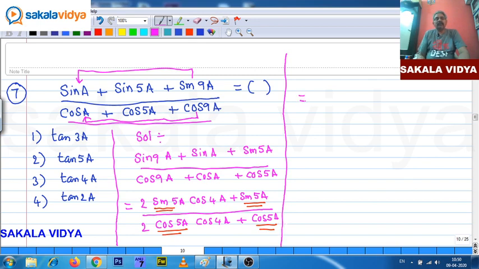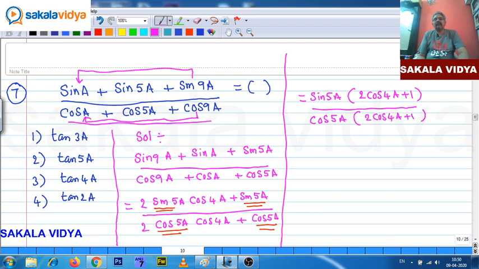So let us see what we get if we take the common out like this. Sin 5A has been taken common, we have 2 cos 4A plus 1, upon cos 5A taken common from the denominator, again 2 cos 4A plus 1. Now you can expect the answer. This gets cancelled, we have tan 5A. Yes, option 2.